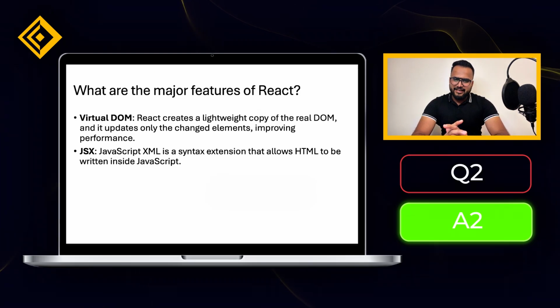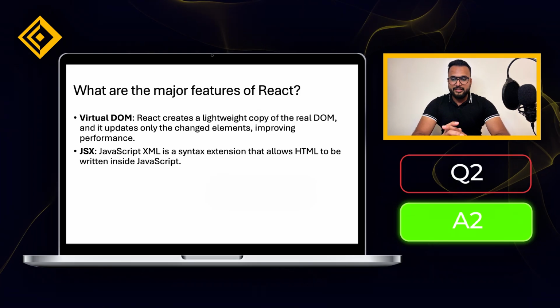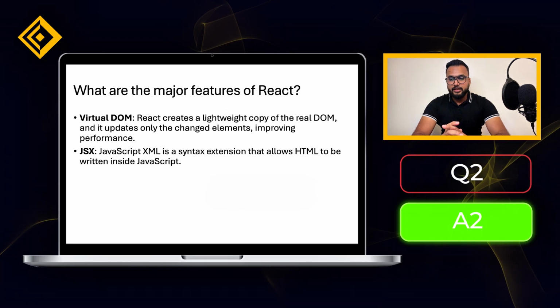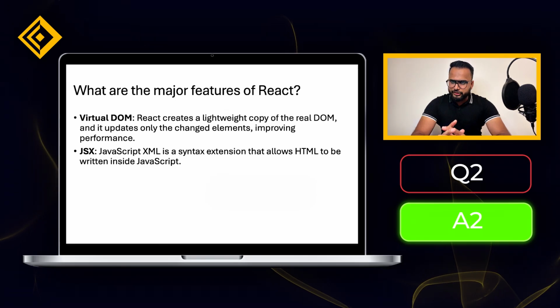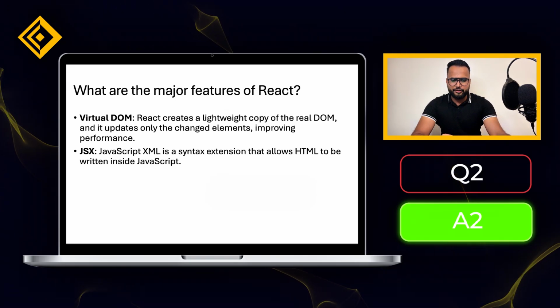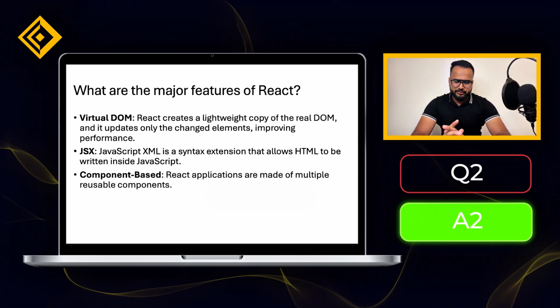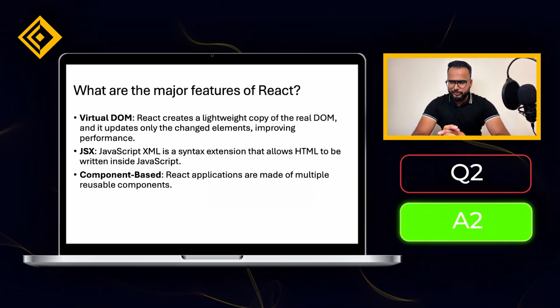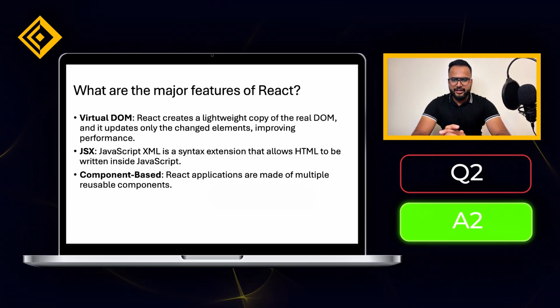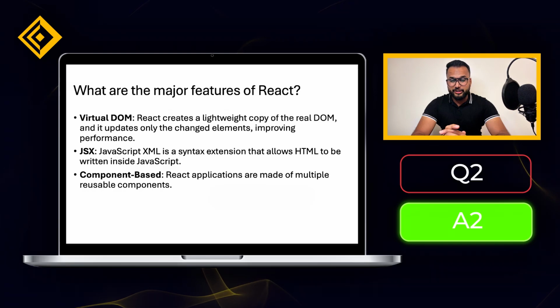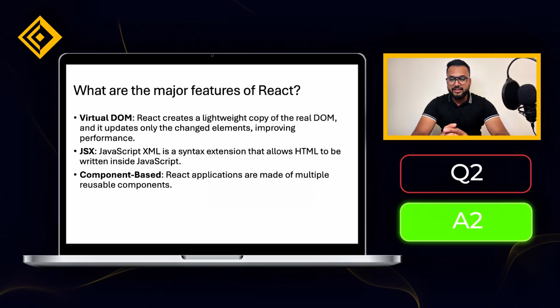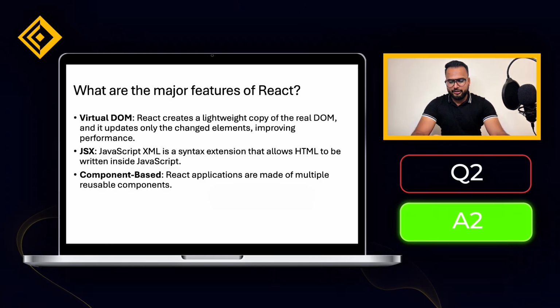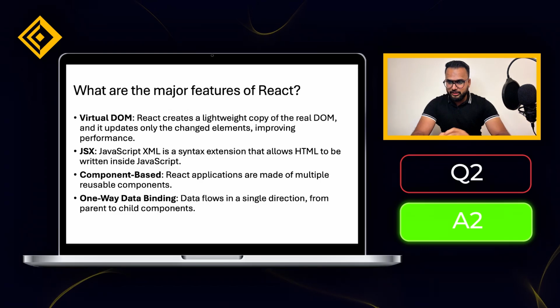Secondly, you can explain JSX, JavaScript XML. JavaScript XML is a syntax extension that allows HTML to be written inside JavaScript. You can use the render function for that. You guys know very well, and we had learned that already in all our tutorials before. Thirdly, you can explain component-based programming. That is, React applications are made of multiple reusable components. You can split all your code into small reusable components.